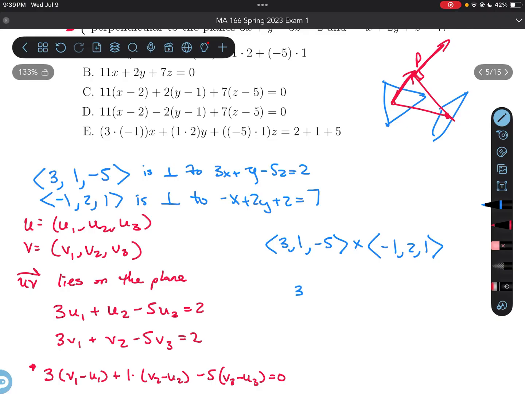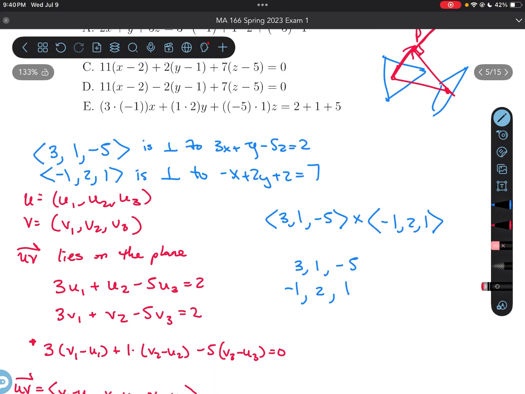The easiest way for me to take the cross product of two three-dimensional vectors is the shoelace method. I write the two vectors on top of each other. First we start off with the last two columns. We take 1 times 1, so that's 1, and then subtract the other diagonal, negative 5 times 2. So minus negative 10, that's plus 10.